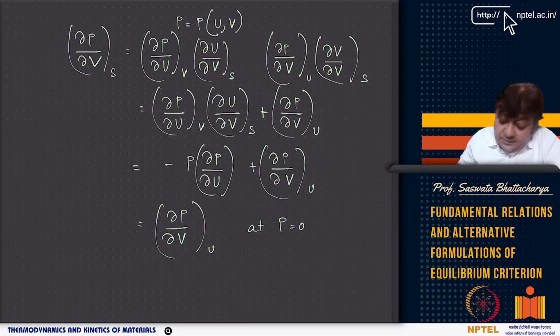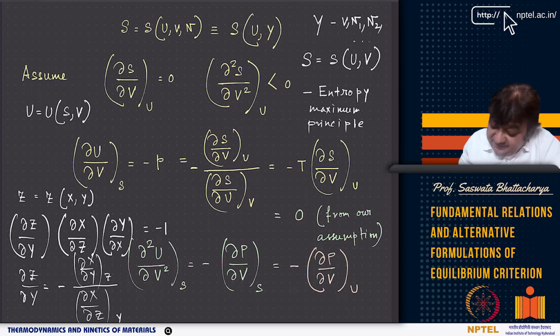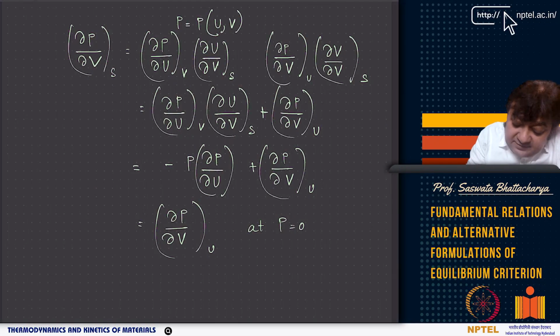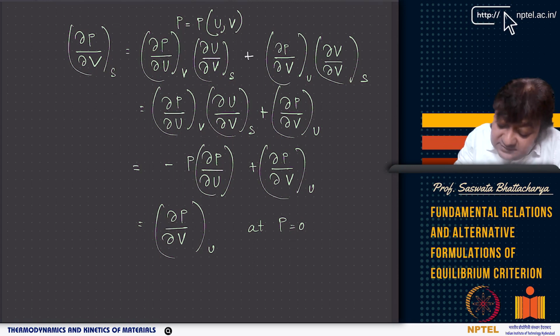So now see, I will derive this, but first I start with ∂P/∂V at S. Now ∂P/∂V at S is nothing but ∂P/∂U at V times ∂U/∂V at S, again I am using the chain rule, plus the partial of P with respect to V at U. So P is a function of U and V. We are assuming, because this is one equation of state, right? P is a function of U and V, right?